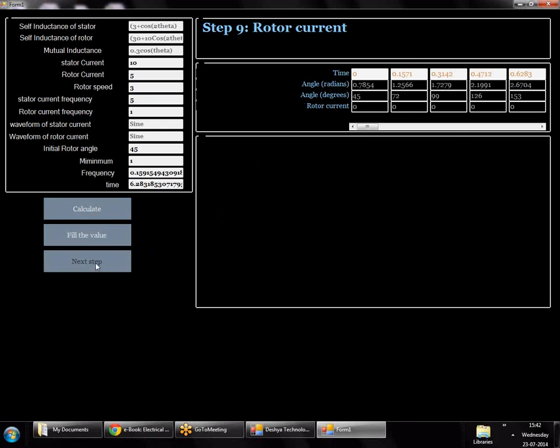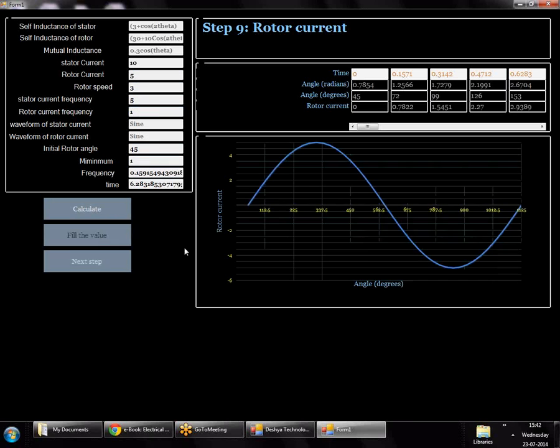Then we go to the next step, and here it says that we have to calculate the rotor current. The rotor current had a magnitude of 5 amperes. Its waveform was sinusoidal, and also its frequency was equal to 1 radian per second. So its magnitude was 5 ampere, its frequency was 1 radian per second, and it had a sinusoidal variation. So here we see the rotor current.